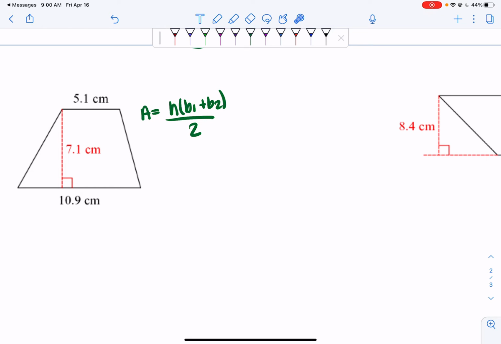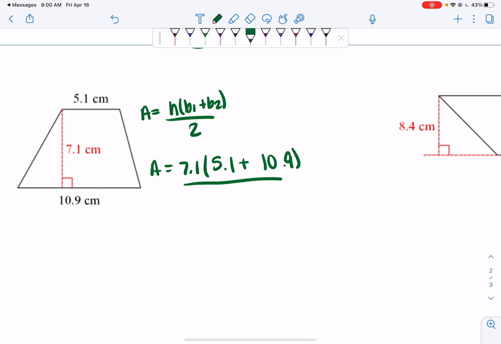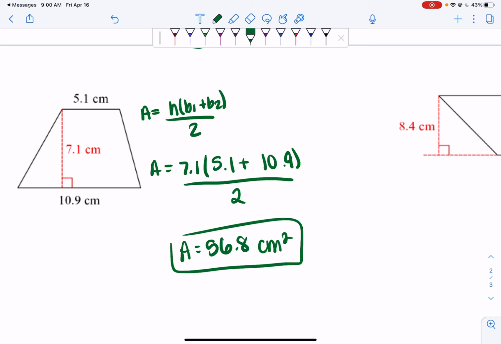So I look at my height. My height is 7.1. Now I do my base 1 plus base 2, so 5.1 plus 10.9. And I divide by 2. And I just type this into my calculator exactly as it's written. So I'm going to do that right now. So 7.1 times 5.1 plus 10.9 divide by 2, and I get 56.8. So I get my area to be equal to 56.8 centimeters squared. And that's your final answer.